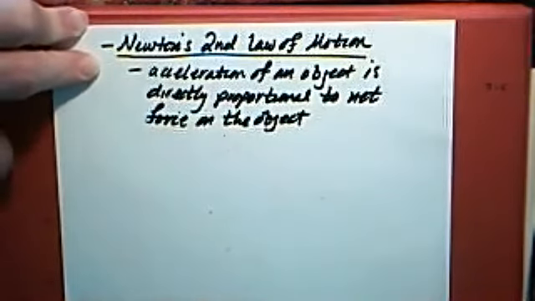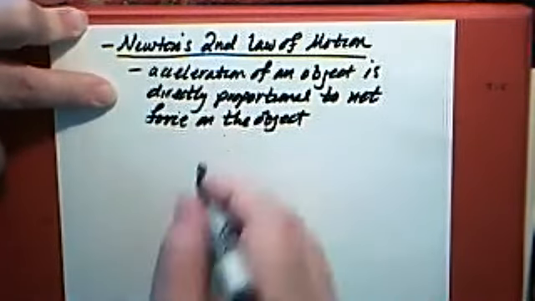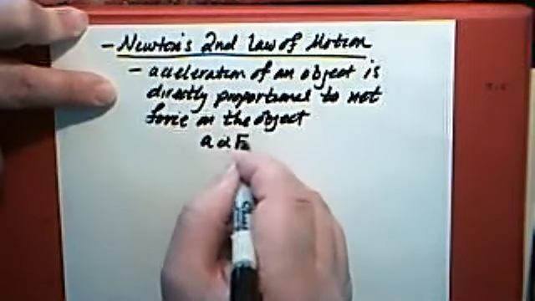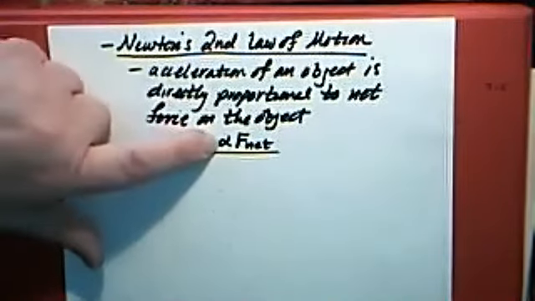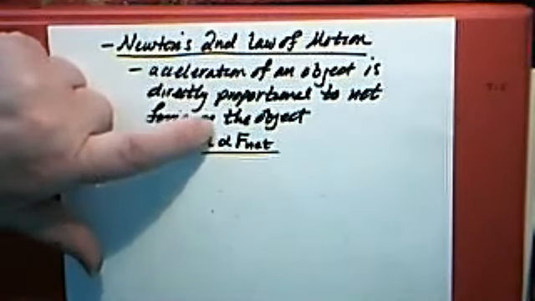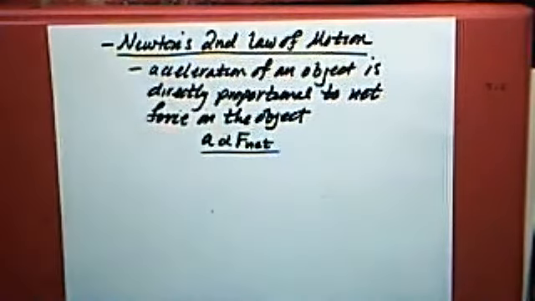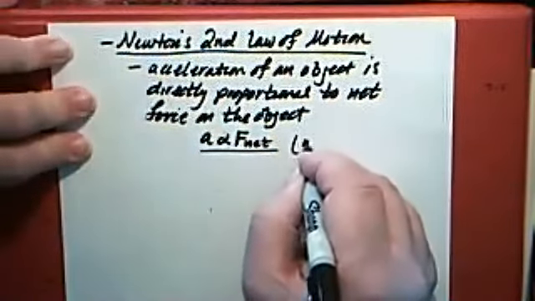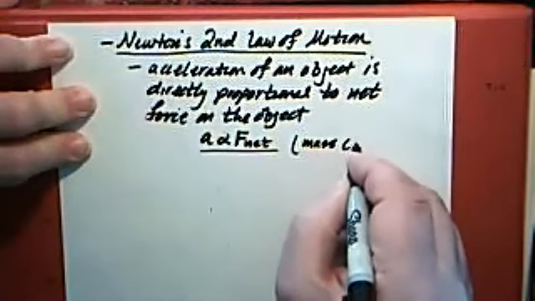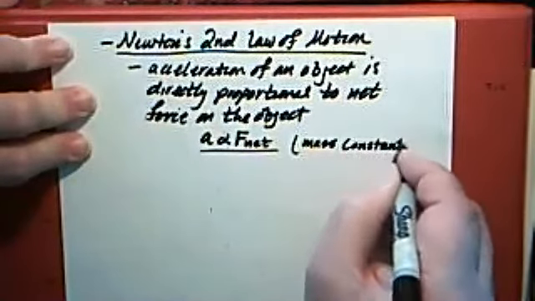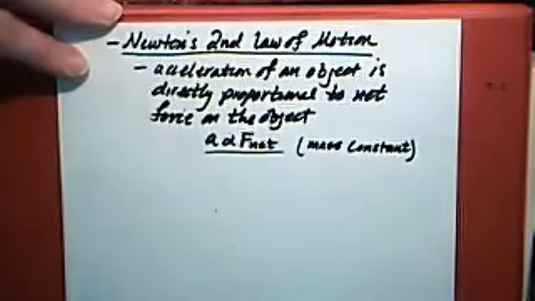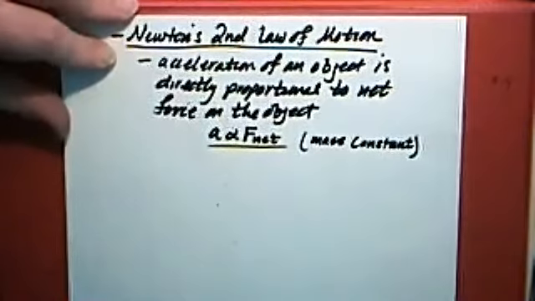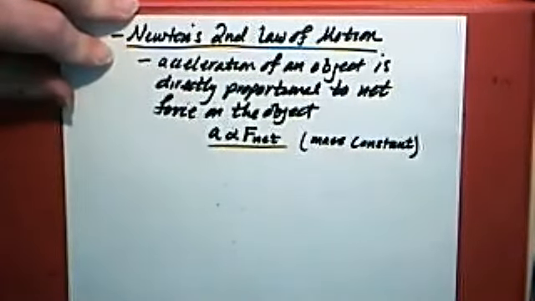Okay, so the acceleration of an object is directly proportional to the net force on the object. Another way of saying that would be, mathematically, a is proportional to F net. Remember, the Greek letter alpha means proportional to. And that's assuming that the mass of the object is remaining constant. So what that means is if you double the force, you double the acceleration, as long as the mass doesn't change.